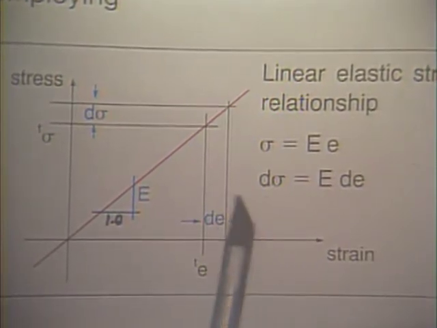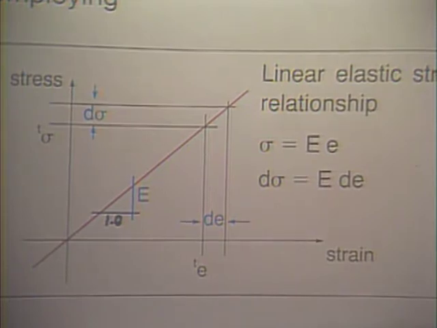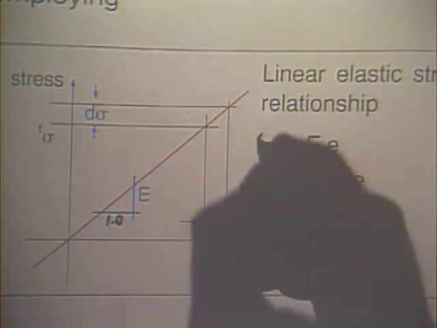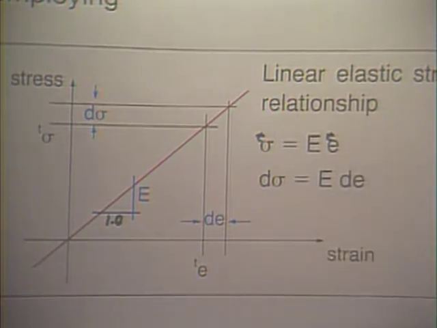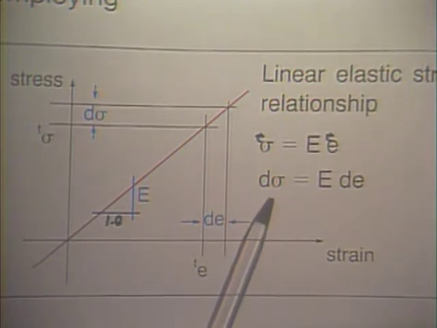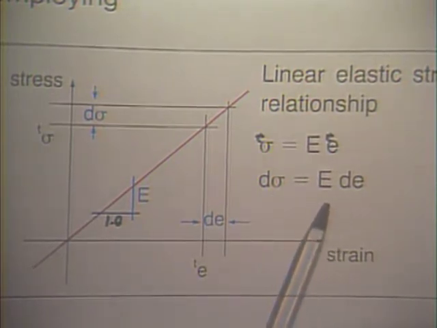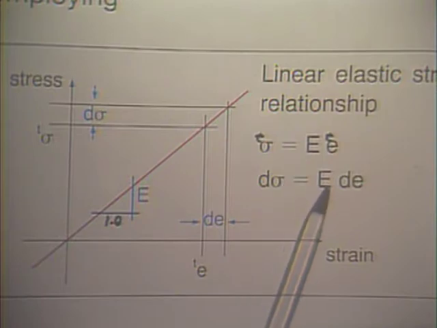Notice that in this particular case we would have that typically tσ here is equal to E times tε, tε being of course this value here, tσ there. Notice that an increment in stress is given by dσ equal to E times dε. Linear elasticity, a linear elastic material description, means E is constant.